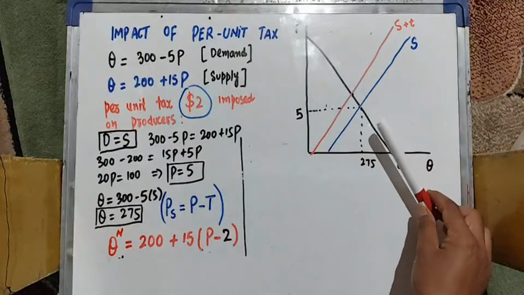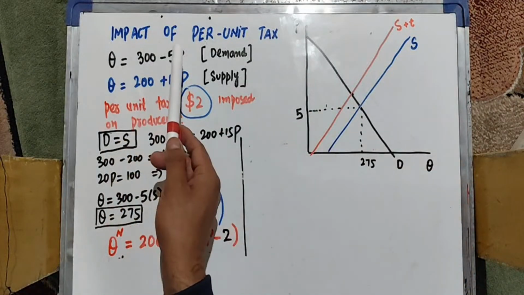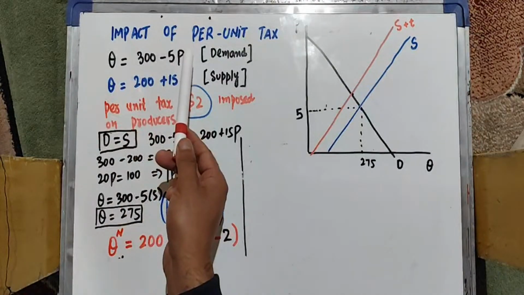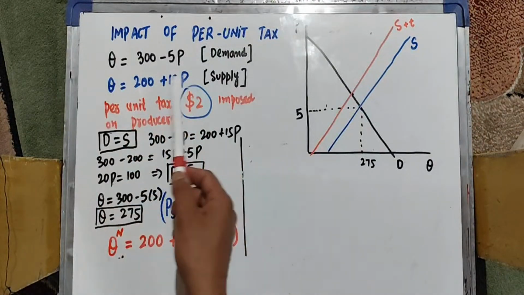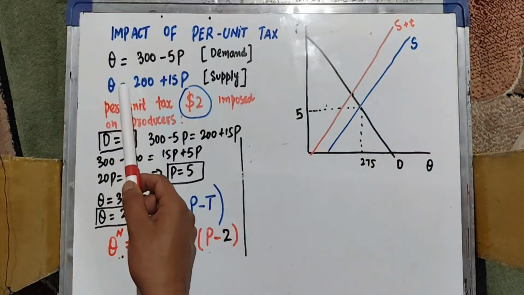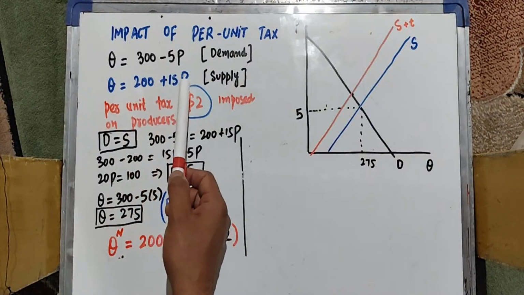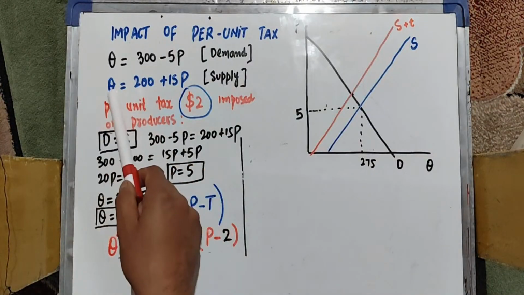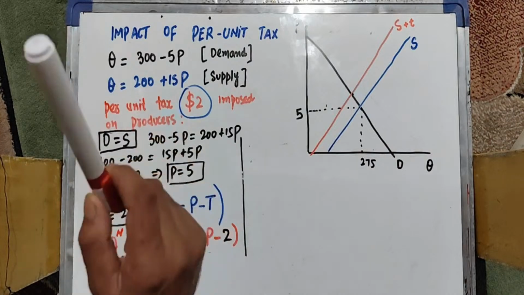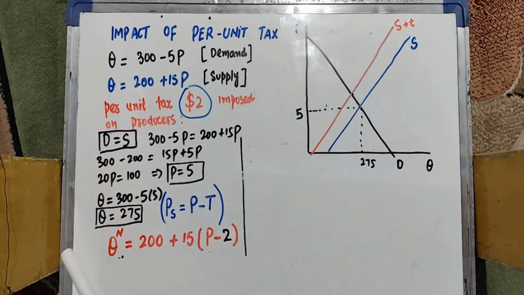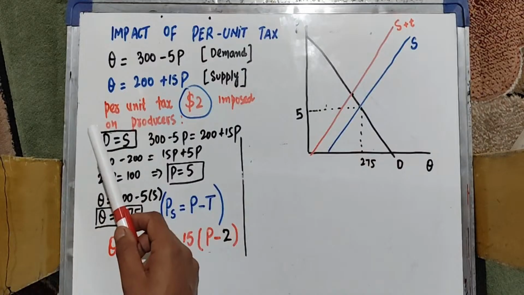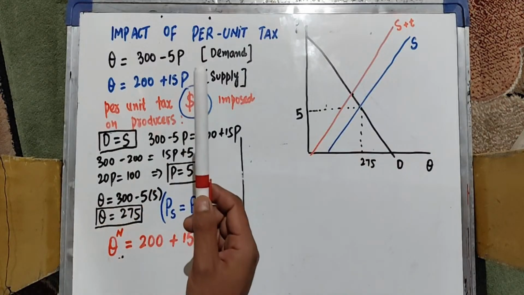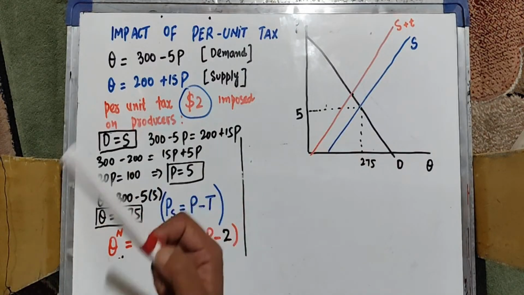This is a downward sloping demand function, because there is a negative relationship between quantity demanded and the market price. Likewise, we are given the supply function, Q is equal to 200 plus 15p, a positive relationship between quantity supplied and price. The question was, what will be the impact of the per unit tax of $2 imposed on the producers?